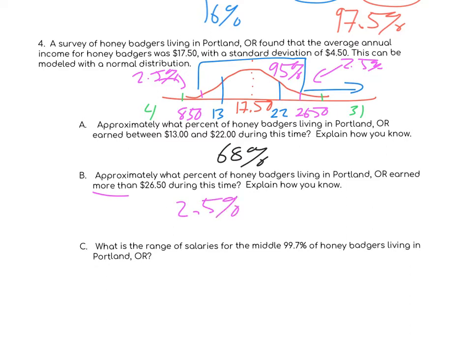The range of salaries for the middle 99.7%. We're going out to our green numbers. That's going from 4 to 31 buckaroos.